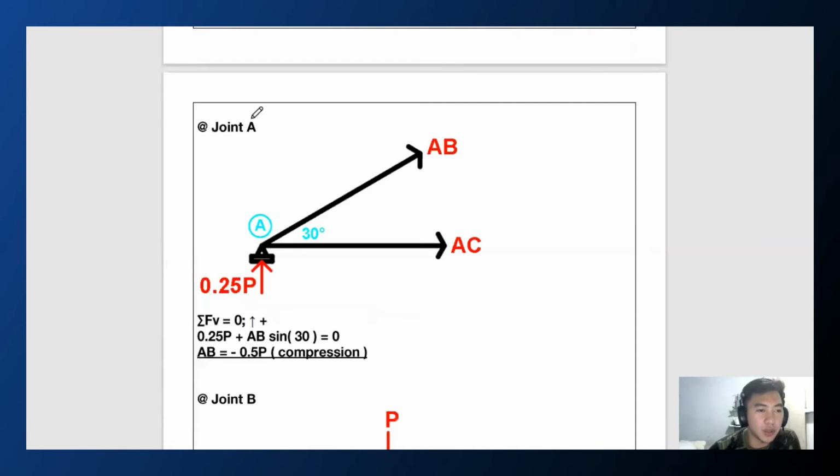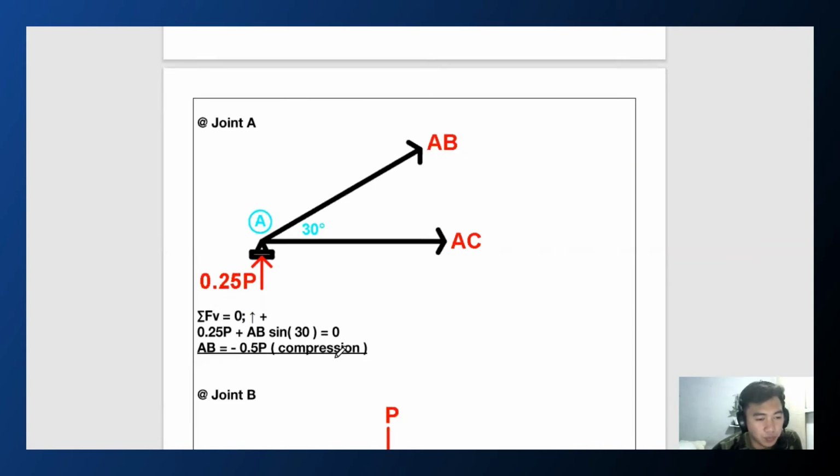If you notice, all the bar forces will be in terms of P. That's just normal. Here in joint A, we are going to get the value of AB. You can get the value of AB by summation of vertical forces equal to 0. We get a value of negative 0.5 P. Since it is negative, we assume that it is in compression.